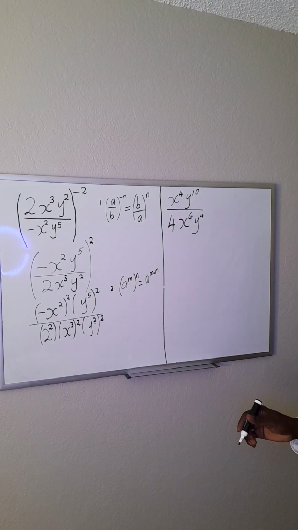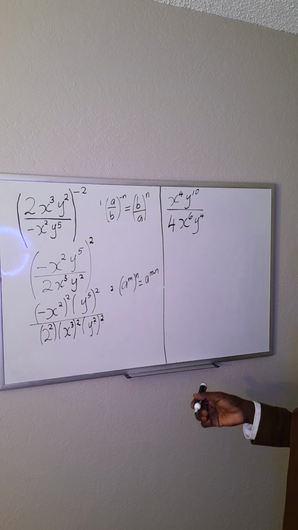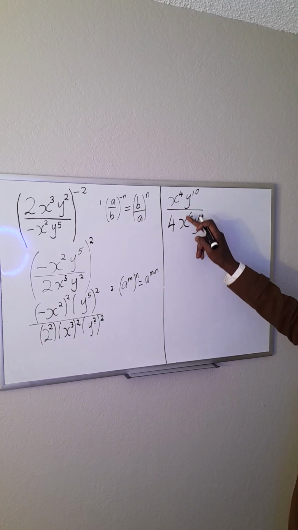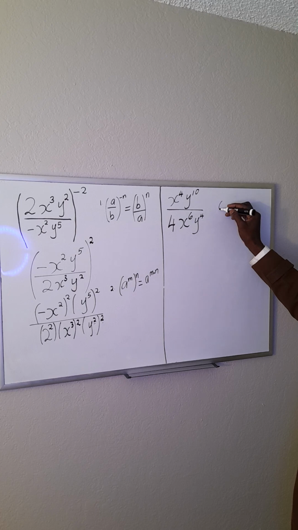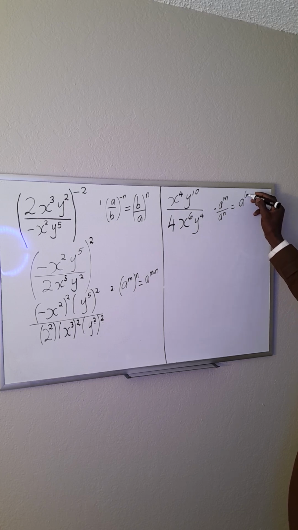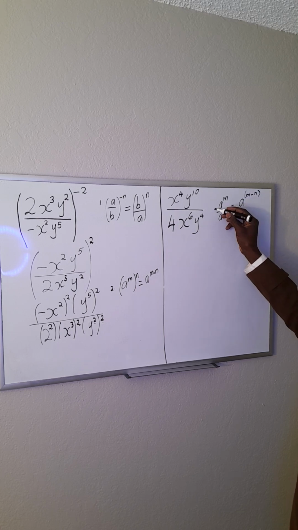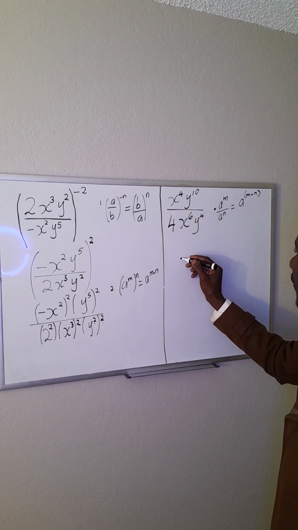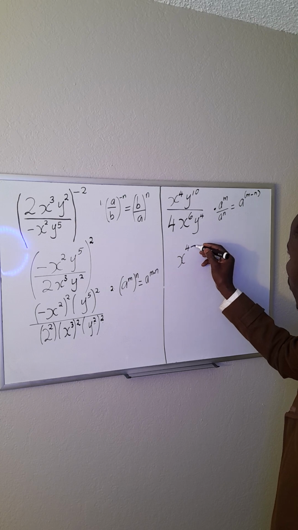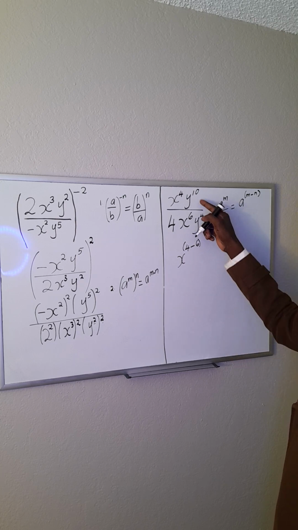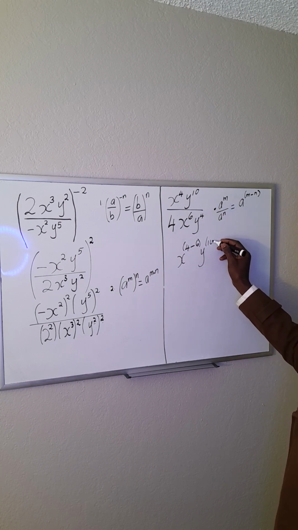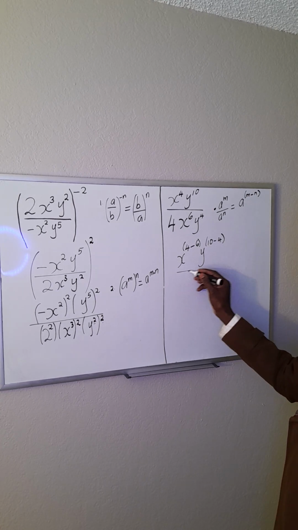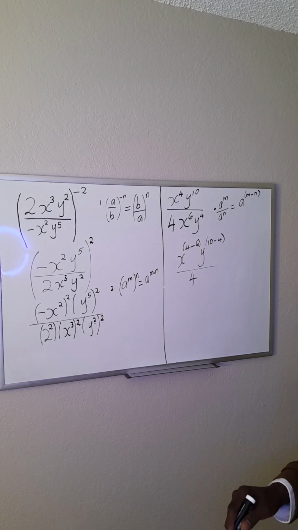We will now have to follow the rule of indices, which says that if I'm dividing and the bases are the same, I subtract the powers. For instance, a raised to power m, this is the third rule, over a raised to power n is the same as a raised to power m subtract n. This is the third rule. So with this in mind, we come here and say, then I have x raised to the power of 4 minus 6 in brackets. Then I have y raised to the power of 10 minus 4 in brackets. Everything over 4.